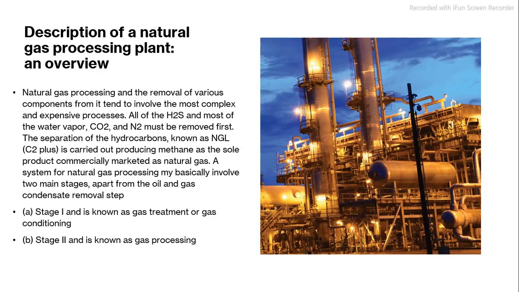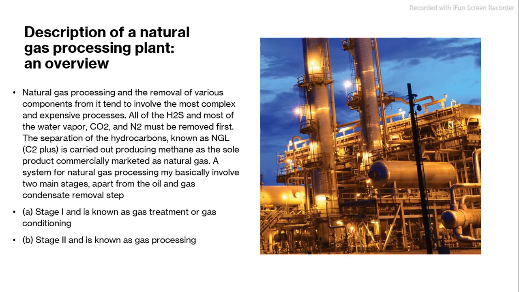Natural gas processing and the removal of various components from it tend to involve the most complex and expensive process. All of the H2S and most of the water vapor, CO2 and nitrogen must be removed first. The separation of the hydrocarbons known as natural gas liquids, including ethane, propane, and other heavier compounds, is carried out next, leaving methane as the sole product commercially marketed as natural gas.